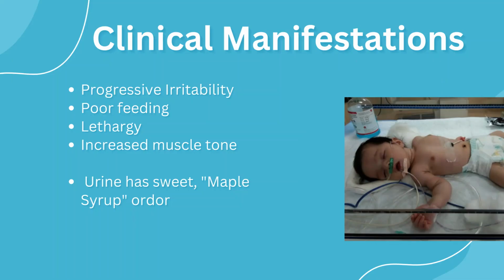Infants present in the first few days of life with progressive irritability, poor feeding, lethargy, and increased muscle tone. The urine characteristically has a sweet, maple syrup odor. This burnt maple sugar smell is more noticeable in a diaper after the urine has dried. In infants with non-classic maple syrup urine disease, i.e., intermediate maple syrup urine disease or intermittent maple syrup urine disease, symptoms tend to be milder and may not be readily apparent early in the course.